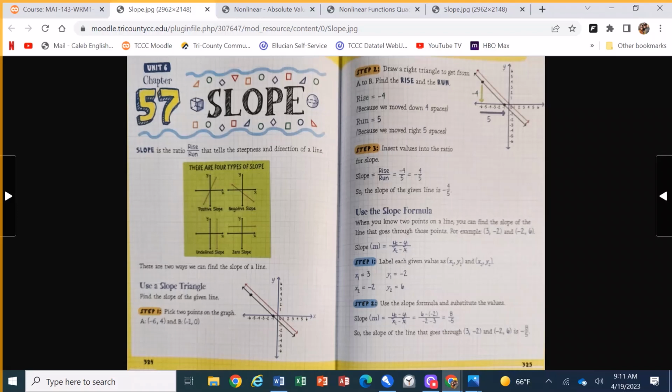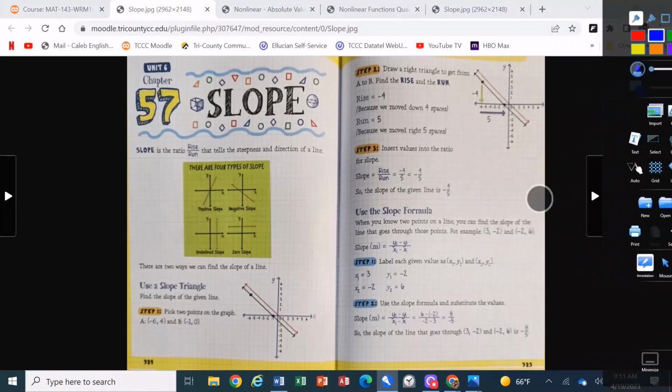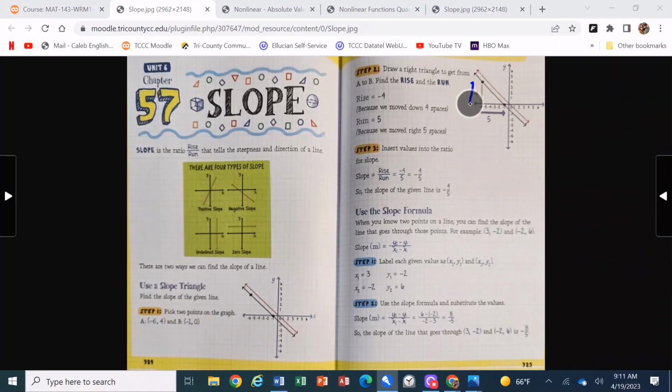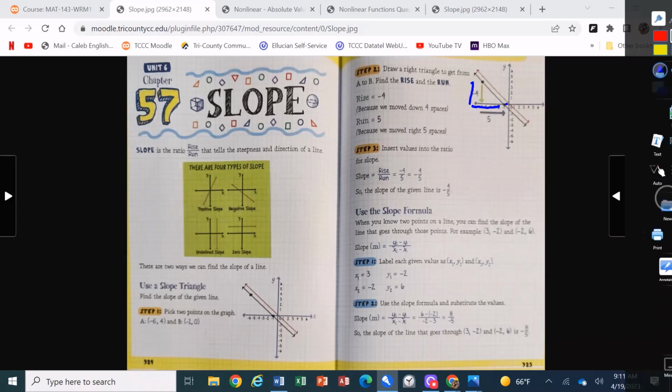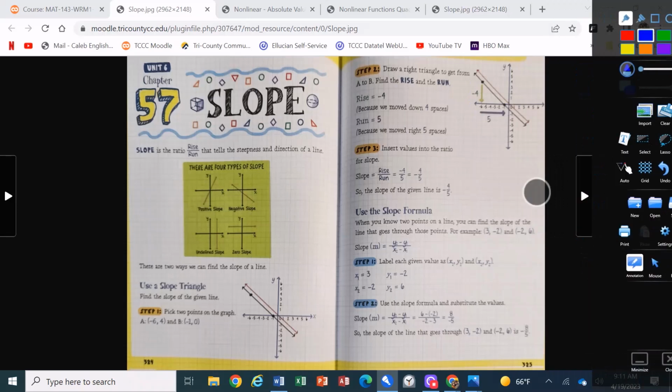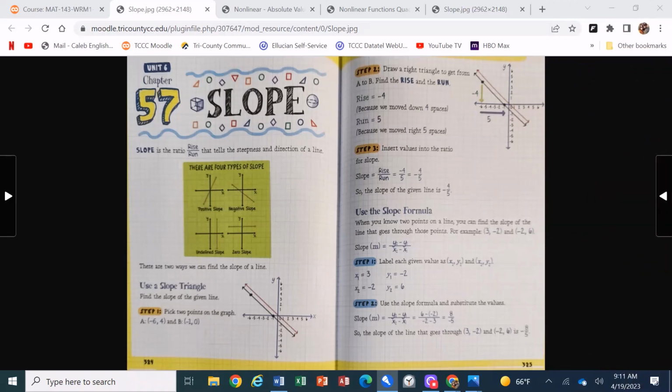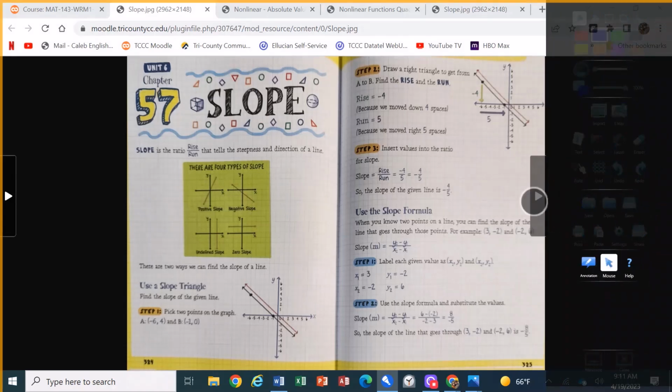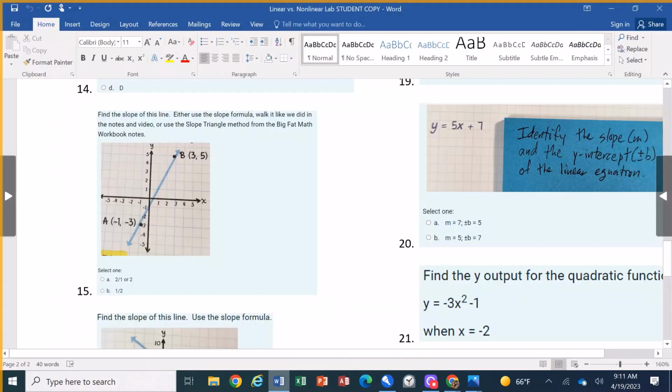You're going to go down 4 until you get level with this point. Then you're going to go over 5 until you get to it. So that makes a slope of negative 4/5. Always do your vertical first, then do your horizontal. Okay? So that is the slope triangle. You're making a triangle by finding the left and bottom, or sometimes the right and bottom, whichever way it's leaning. That's walking the slope like we talked about.